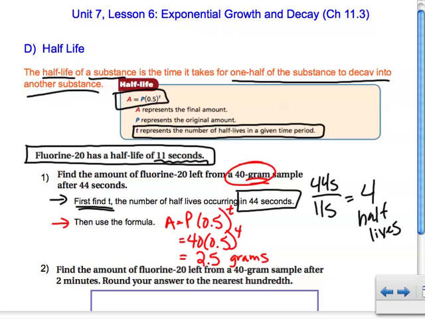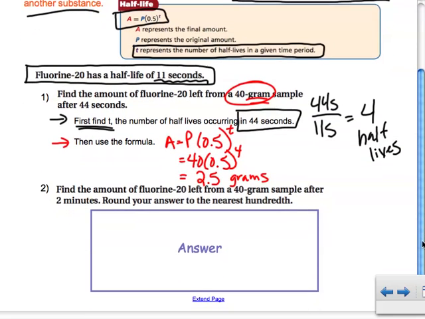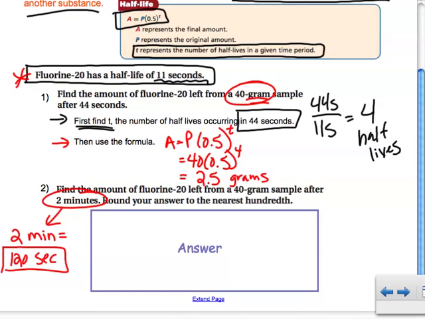Okay. One last problem. I want you guys to try this one. It still has to do with fluorine. So you're going back to fluorine 20. It has a half-life of 11 seconds. Find the amount of fluorine left from a 40-gram sample after 2 minutes. Now be careful. 2 minutes is also the same as 120 seconds. That's a big hint as to how you might figure out your T value. That's your first step. Up here, we first found T, and then we used our formula. So give this one a try. Go ahead and hit pause now, please.